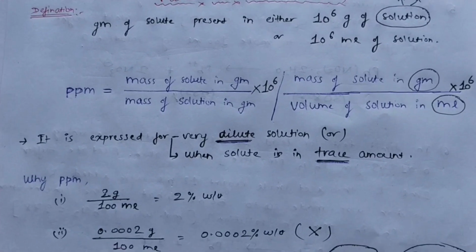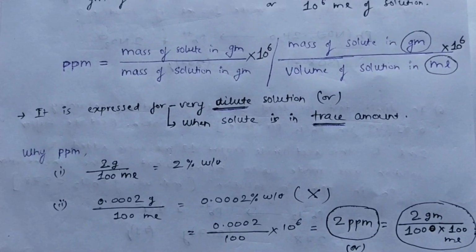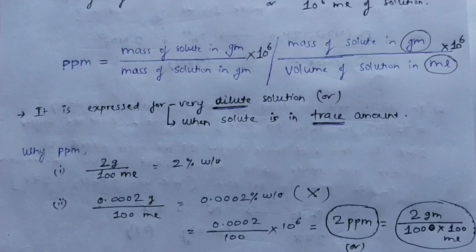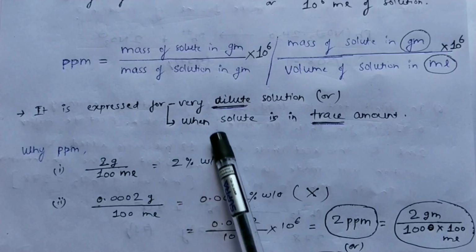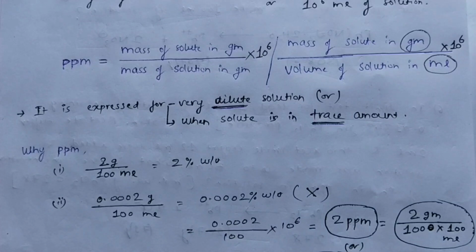Why so? I want to show you one example. Suppose you have a 100 ml beaker, and in that beaker you have a solution containing 2 gram of solute. How will you express it? It is easy. You will express it as percentage weight by volume, that is 2%. What does percent mean? Percent means out of 100, how many grams of solute are present. So 2% weight by volume means 2 gram of solute is present in 100 ml of solution, right?